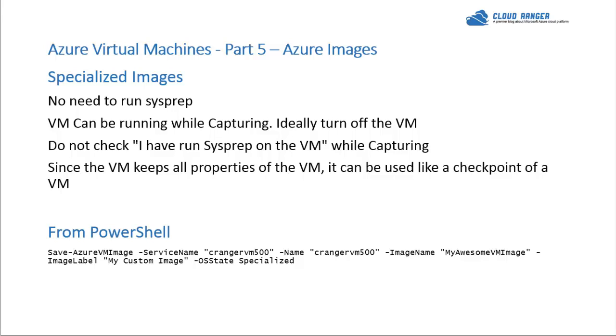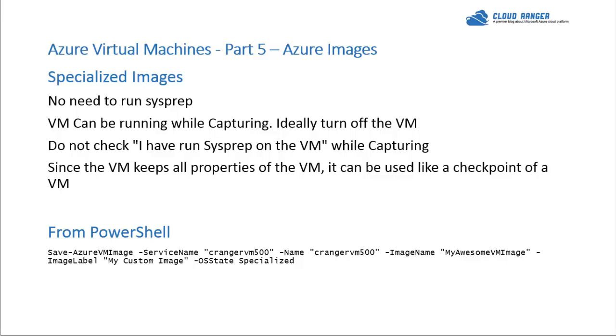So looking at the specialized images, there are a couple of differences that we have to remember while we create specialized images. The first thing is that with the specialized image, you do not have to run sysprep, because you are not generalizing the virtual machine. You can actually run the virtual machine while you are capturing, but ideally you should turn the virtual machine off so there is no data loss because of some data being in memory. And when you are capturing the virtual machine, since you are not running sysprep, you do not check the box that says, I have run sysprep on the VM. And since this is not a generalized VM, all the properties like names and all that information are kept intact for the virtual machine.